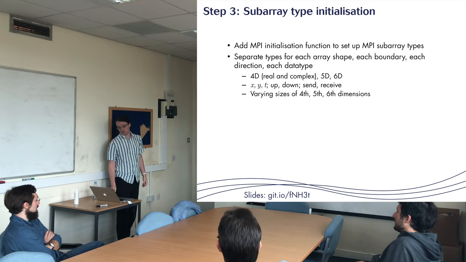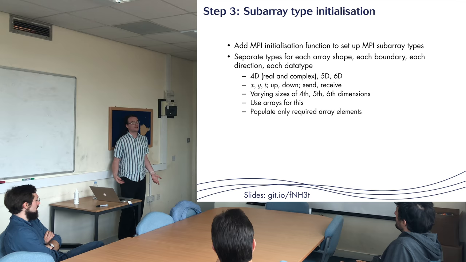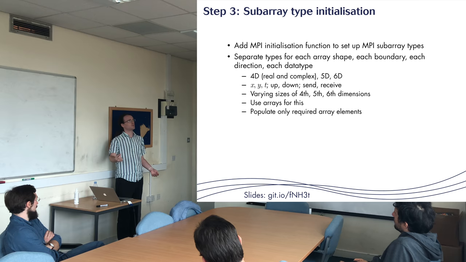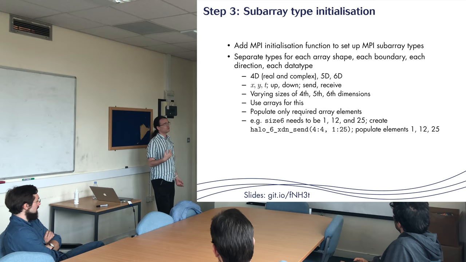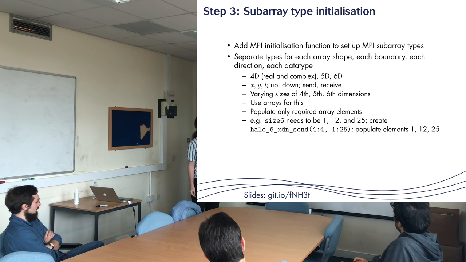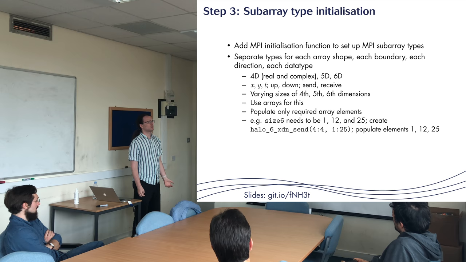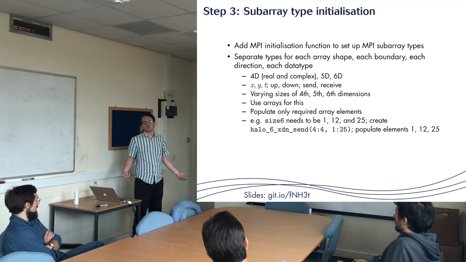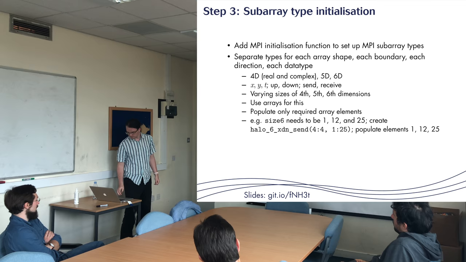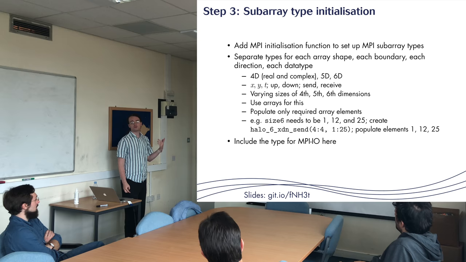So we use arrays for this. We populate only the required array elements, so we don't waste a bunch of MPI resources creating MPI subarray types we're never going to use. So for example, size 6 in our six-dimensional arrays has three possible values, 1, 12, and 25. So we create an array that has those dimensions, but we only populate elements 1, 12, and 25. And because the MPI type is under the hood stored as an integer, that means we're only effectively storing 25 integers plus the size of the three subarray types that we actually want to use. And we also create the type that we need for MPI I/O here, rather than having it in the read-and-write functions.